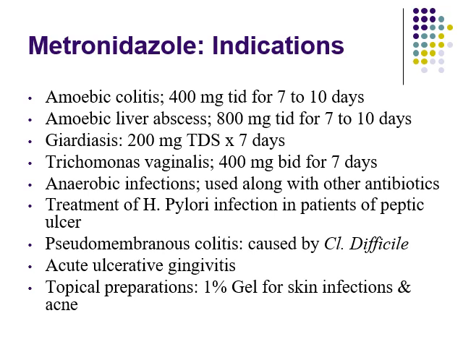Management of anaerobic infections, it is used alongside other antibiotics. Then the eradication of H. pylori in patients with peptic ulcer. Metronidazole is a part of multi-drug therapy regime to eradicate the H. pylori. Then it is also used in the treatment of pseudomembranous colitis caused by Clostridium difficile. It is also used in acute ulcerative gingivitis. The drug is also available as a topical preparation as 1% gel to be applied locally to treat skin infections and even acne.